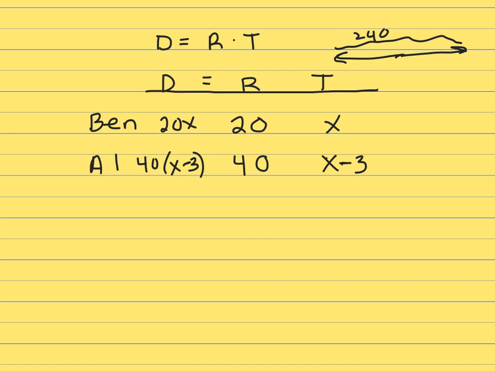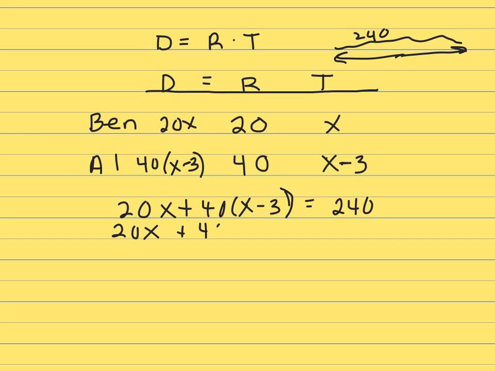And we know at a certain point, if I add the 2 distances together, 20x plus 40 times (x minus 3), I get a total distance of 240. So distribute the 40, that gives you 20x plus 40x minus 120 equals 240. Add 120 to both sides and get 360 equals 60x. Divide both sides by 60, and you get x equals 6 hours.